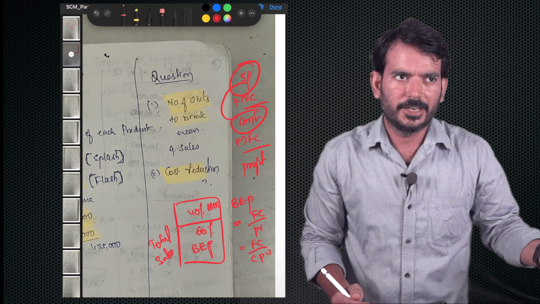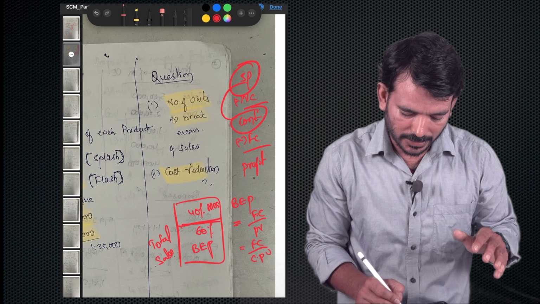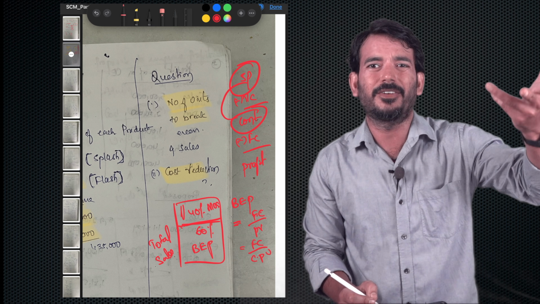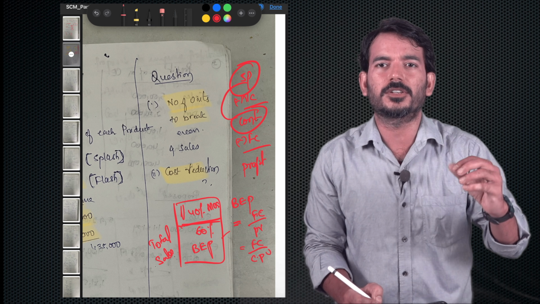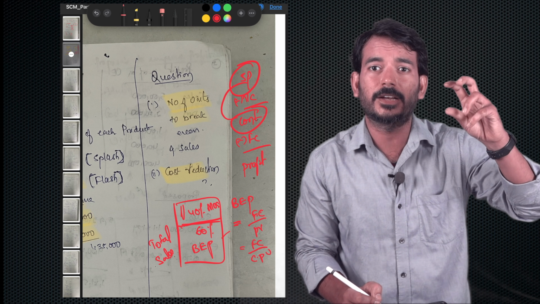Obviously you need to recover your variable cost, and along with that you are also recovering your fixed cost. Till that time there is no profit, no loss. See, once you reach the break even point, you only recover the variable cost, because the fixed cost is fixed, right? You already recovered the fixed cost at the break even point. Till the time you are making 60% of the sales, you are continuously recovering the fixed cost.